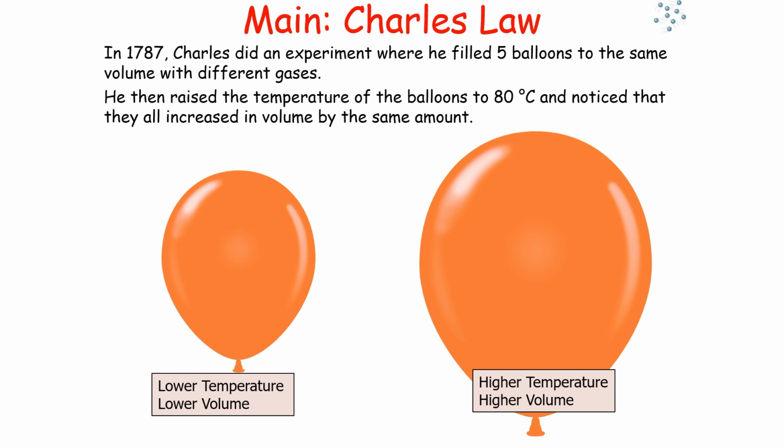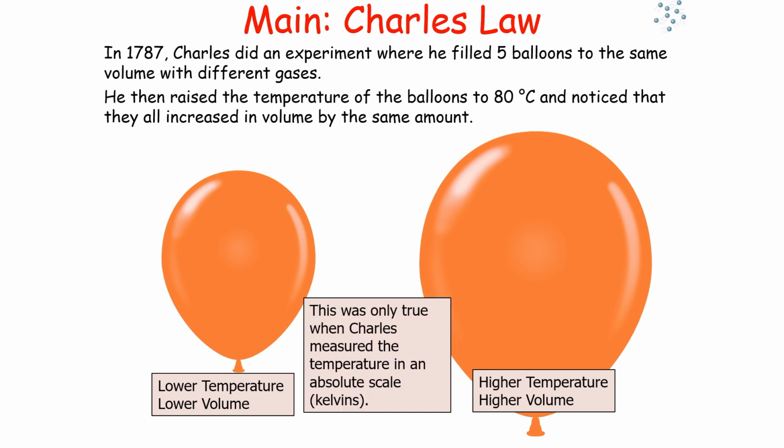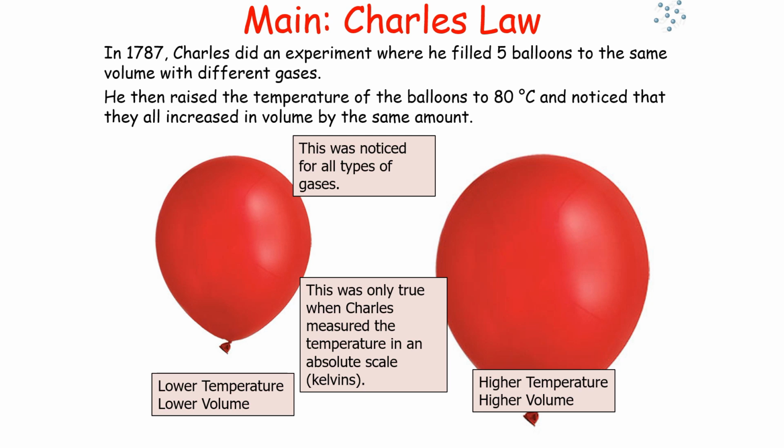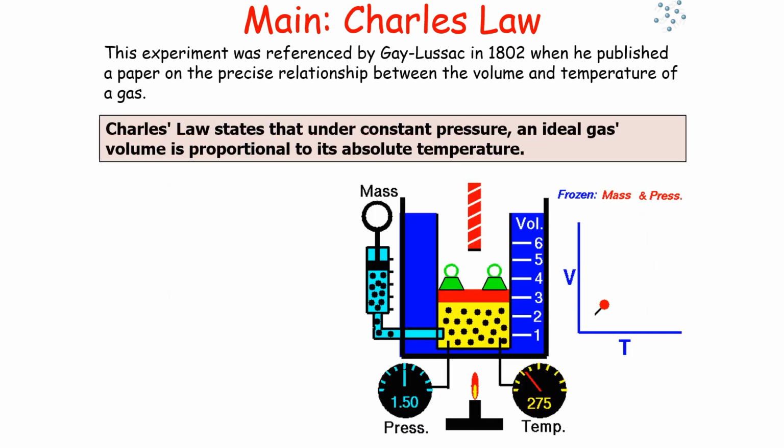Now this was true when he changed the temperature by the same value and measured it in an absolute scale such as Kelvin. He noticed this was true for all types of gases as well. In fact, this experiment was referenced by Gay-Lussac in 1802 when he published a paper on the relationship between the volume and the temperature of a gas.